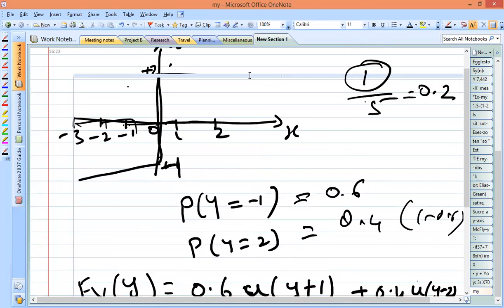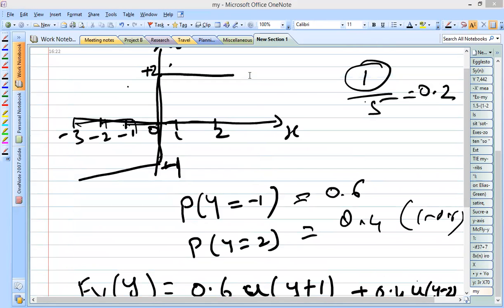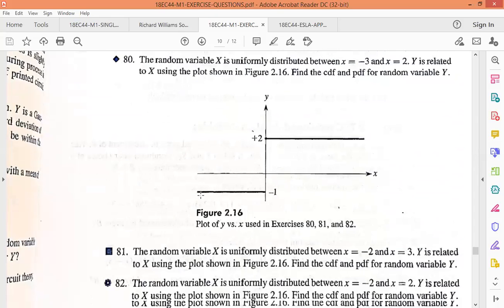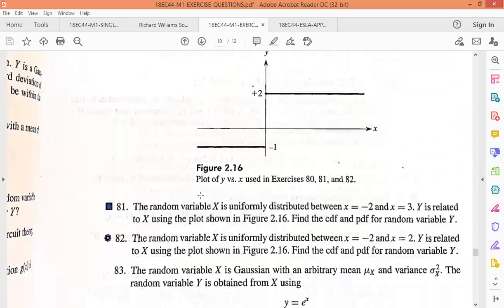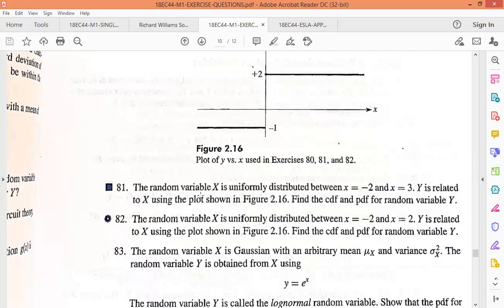For the same problem, one more problem is asked, in the 81st problem. Here the random variable x is uniformly distributed between x equal to minus 2 and x equal to 3, and y is related to x using the plot shown here. The same, only the value of x is changed to minus 2 and 3. Find the CDF and the PDF, so you can repeat. Take that as an assignment. Only the thing is the probability of y equal to minus 1, here it will be moving towards the x-axis.